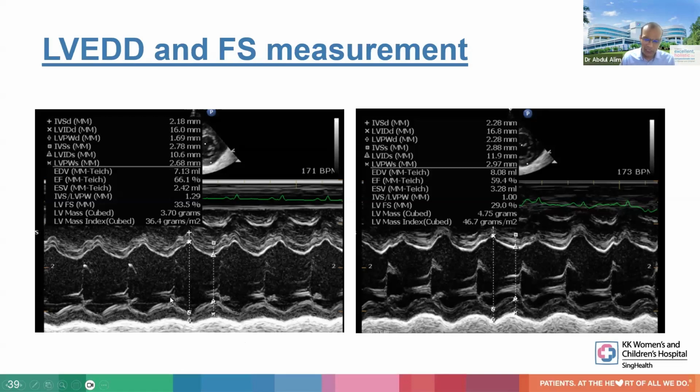Most echocardiography machines have this calculation built in. As long as we get a decent M-mode measurement, you can just choose the points of the ventricular septum, ventricular cavity, and the posterior wall in diastole as well as in systole. Then all the measurements are calculated by the machine.